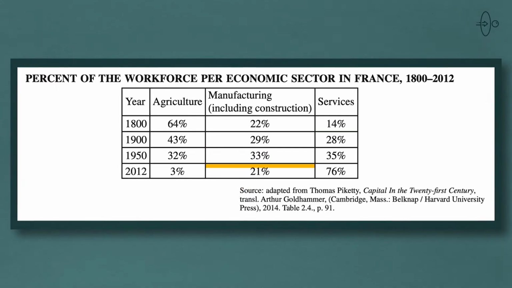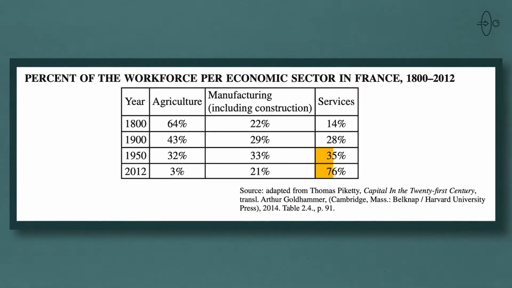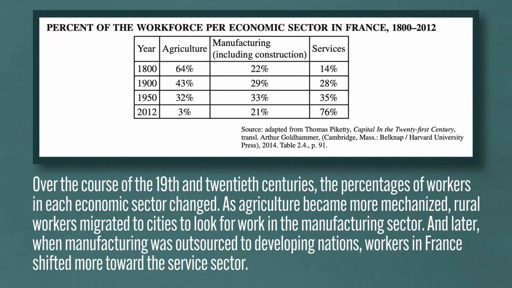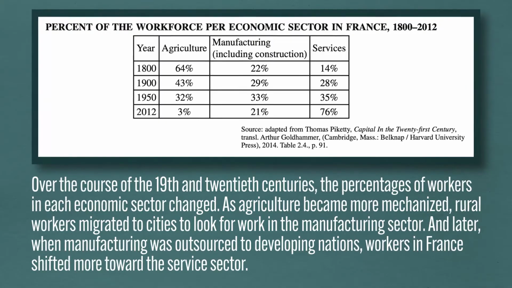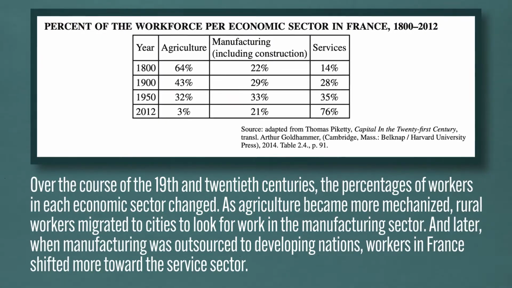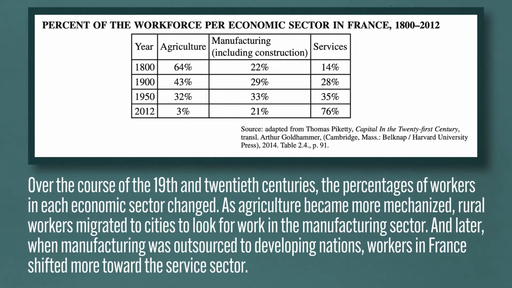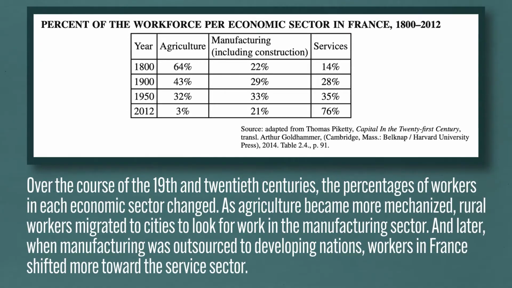And then into the 20th century, manufacturing is going to become more and more outsourced to developing nations, while many of the available jobs are going to shift toward the service sector. So my summary is going to be this. Over the course of the 19th and 20th centuries, the percentages of workers in each economic sector changed. As agriculture became more mechanized, rural workers migrated to cities to look for work in the manufacturing sector. And later, when manufacturing was outsourced to developing nations, workers in France shifted more toward the service sector.